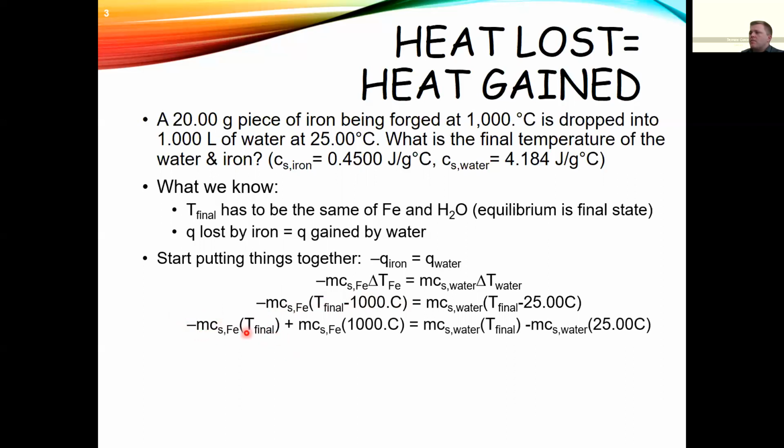So this is negative MC times T final plus MC times T initial. Why is this plus here? Well, because we have a negative times a negative. Those give us a positive. So that's the same on both sides here.